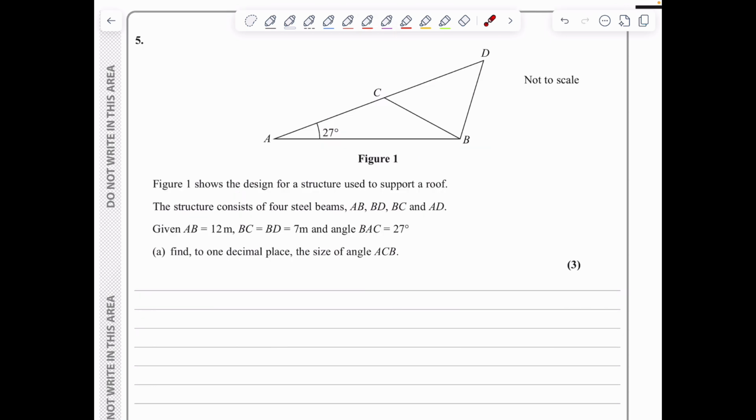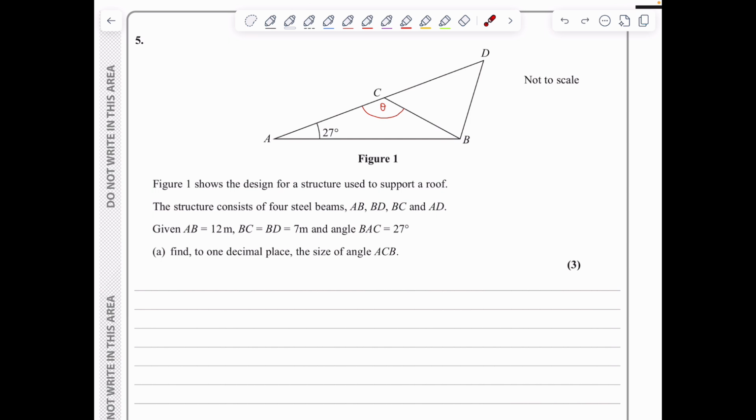In question 5, we are given the design for a structure used to support a roof. Now the structure consists of 4 steel beams. It's AB, then BD, then BC, and AD. We are told that AB is 12 meters, BC and BD are equal to 7 meters, and the angle BAC is 27 degrees. And we need to work out to 1 decimal place the size of the angle ACB. So this is the angle we're trying to find.